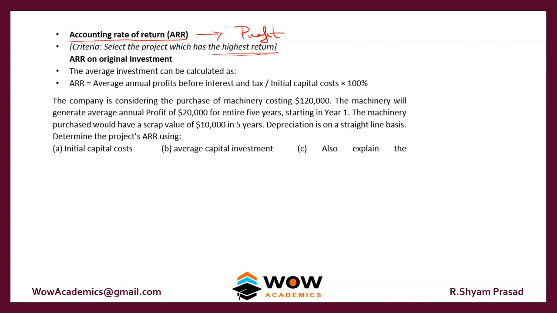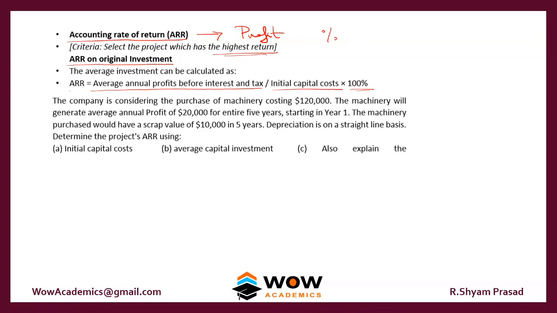Here we have two methods for solving this ARR. One is called the ARR on original investment, and the formula works like this. ARR equals average annual profits before interest and tax, so it's average annual PBIT, divided by initial capital cost, into 100. The answer in ARR is always in percentage.